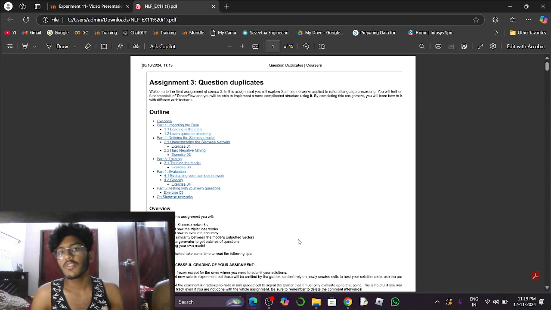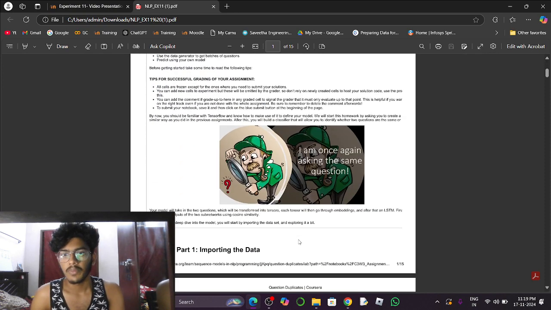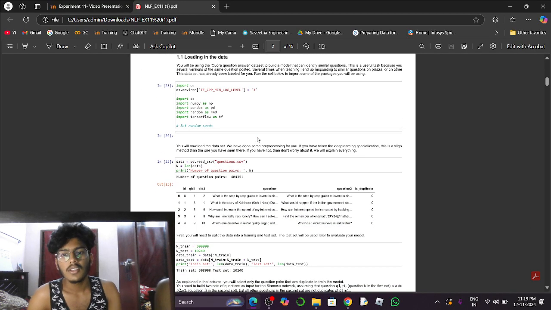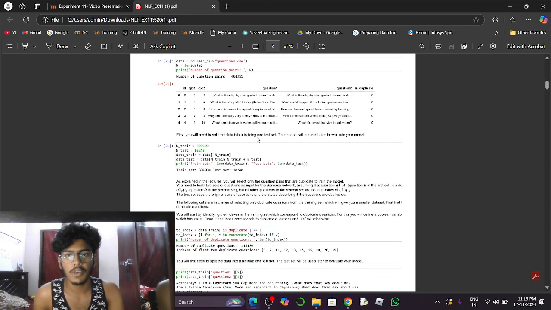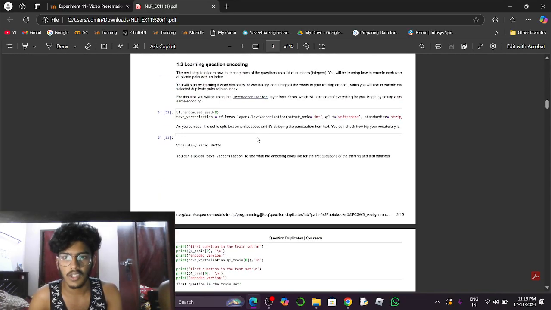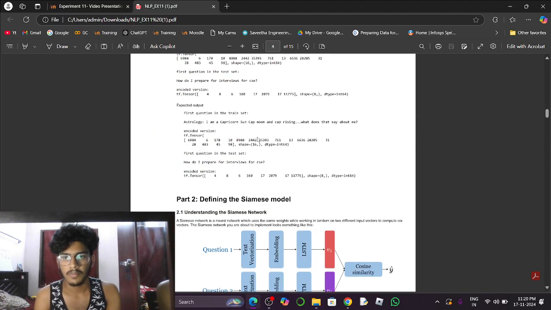The first part in the code will be importing the data. So part 1 is importing the data. You can use NumPy or Pandas to convert it into a data frame and load the CSV file. Here they have used questions.csv to import the file and they are just printing out the question pairs. They are also splitting the given data and turning it into text vectors.